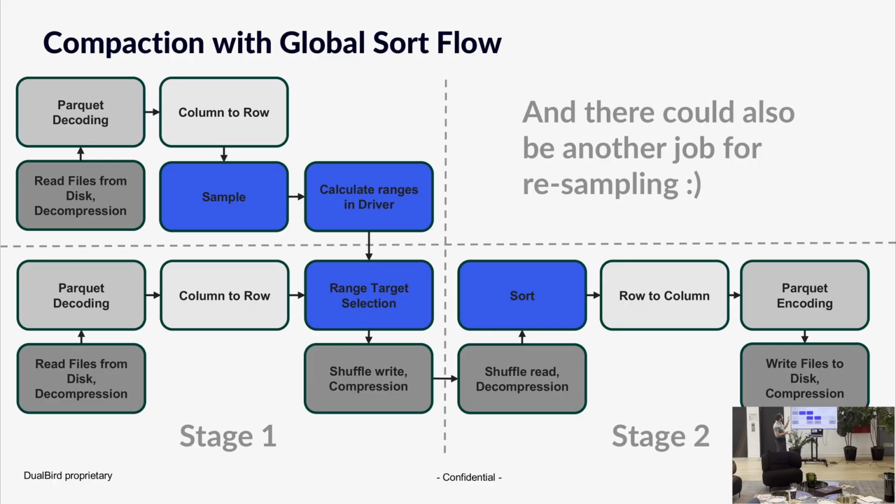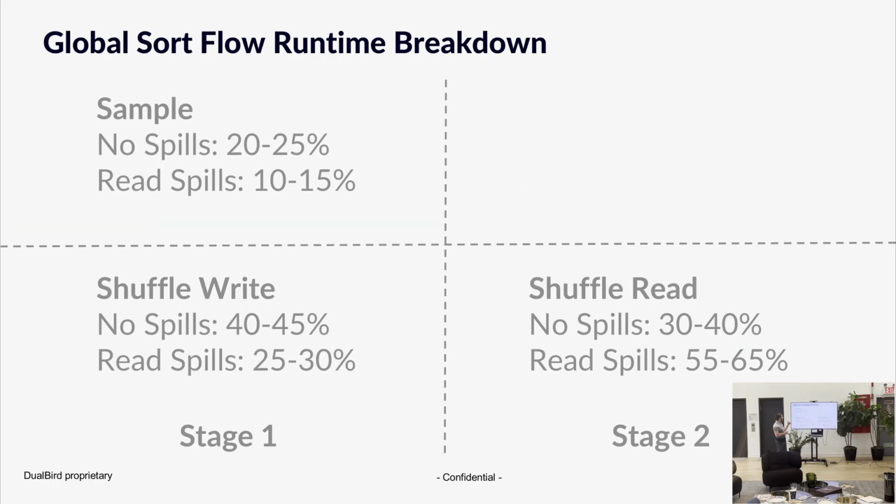But anyway, to understand how significant this is, you can see in this breakdown that the sample portion can take anything from 10% to 25% of the entire job. So it is pretty significant. This slide shows the breakdown of the different stages. I distinguished here between the case where you have spills on the read side and the case where you have no spills on the read side. In a compaction job, and it can happen in any Spark job, definitely any ETL, but especially in compaction, it is pretty common to have spills on the read side.